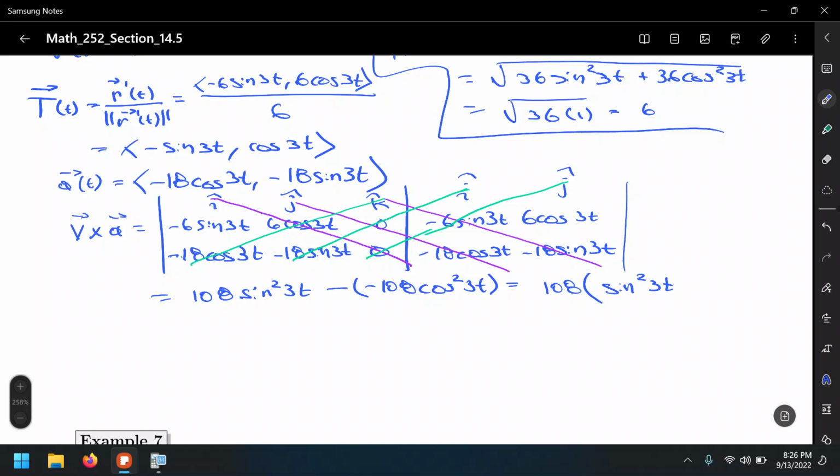Oh, I forgot to say that this is in the direction of k, right? k and k, okay? And that's sine squared 3t plus cosine squared 3t in the direction of k. And again, we have the Pythagorean identity, which will reduce this significantly. That's equal to 1 times 108. That's 108 in the direction of k. And writing this in component form instead, that's 0, 0, 108.